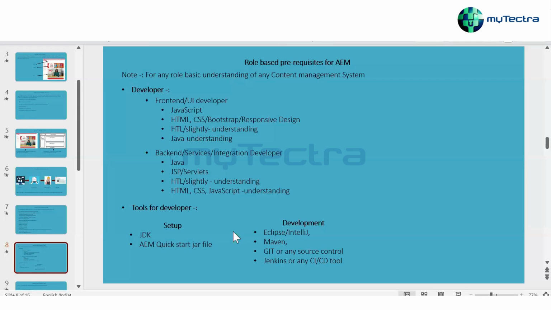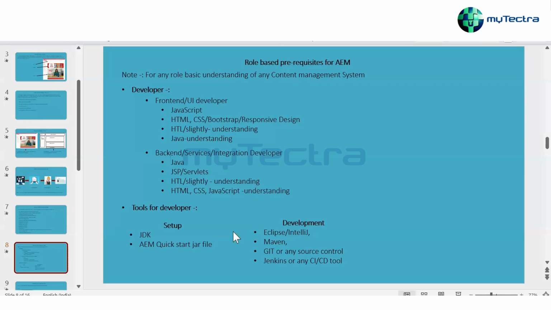Now, for tools for the developer, what we need is the setup. The setup needs to be done for the AEM instance on our local machine. For that you should have JDK 11 plus. Then you should have Maven 3.6.5 or 3.6.0 plus version. Then for the development activities, you should have IntelliJ or Eclipse. Any IDE will work here. Maybe you can use VS Code.